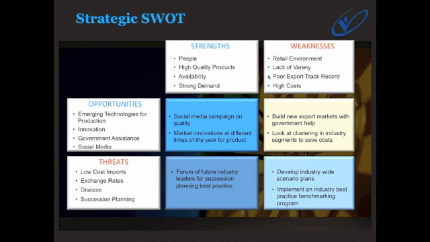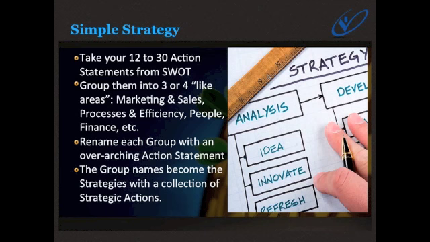Use doing statements or action statements. Start them with a doing word: build, develop, implement, those sorts of statements for your action statements. And at the end of that analysis, you should end up with between 12 and 30 action statements. So take those action statements from your SWOT, group them into three or four like areas. My experience is that the typical areas that drop out of most plans are something to do with marketing and sales, another area to do with processes and efficiency, something else to do with people, and then there's normally something to do with finance and acquisitions. Use those as starters and group your action statements up into three or four like areas.